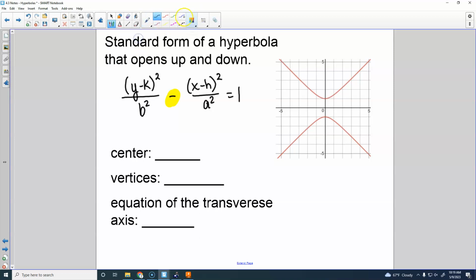The center of this is still h, k, but be careful because a lot of students get it backwards on this because the x is over here, it's the second one now. So that mixes students up sometimes. Your vertices, right here is your center. You're going to go up or down to get to the vertices, and it's going to be the number underneath your y, because that moves things up and down. So that's going to be up b and down b. So the h will stay the same. It'll be k plus or minus b.